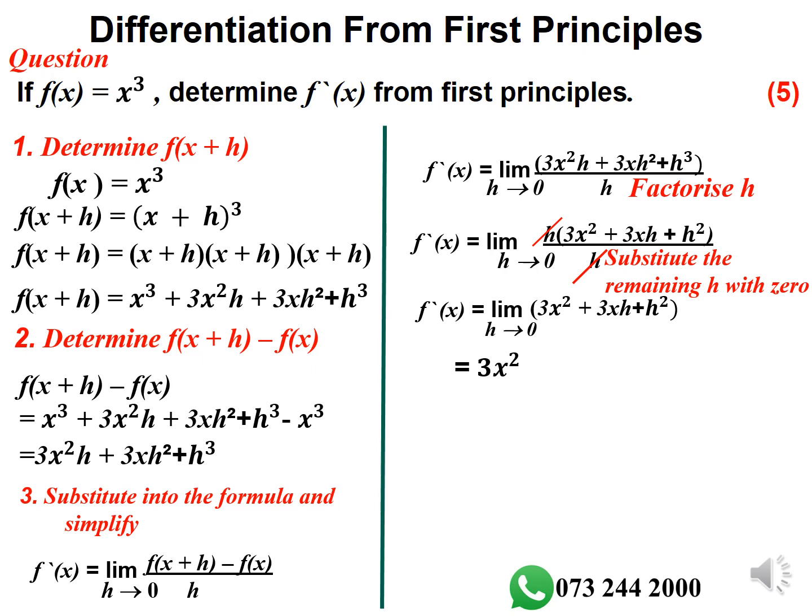The third part is substitution into the formula. We substitute into the formula, then we factor out h. After factoring out h, we then replace the remaining h with 0 to get our answer. That's differentiation using first principles. Very nice and cute. No stories with this one.